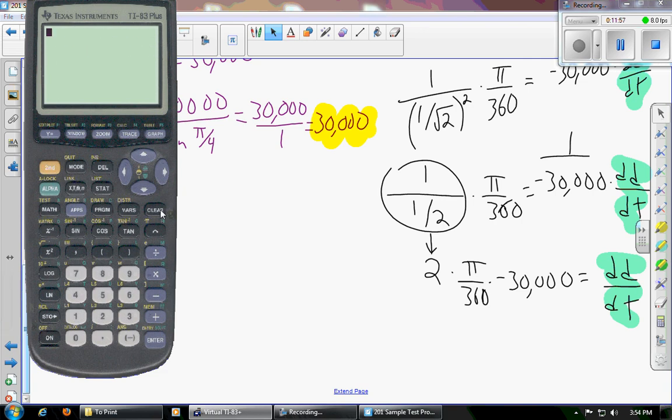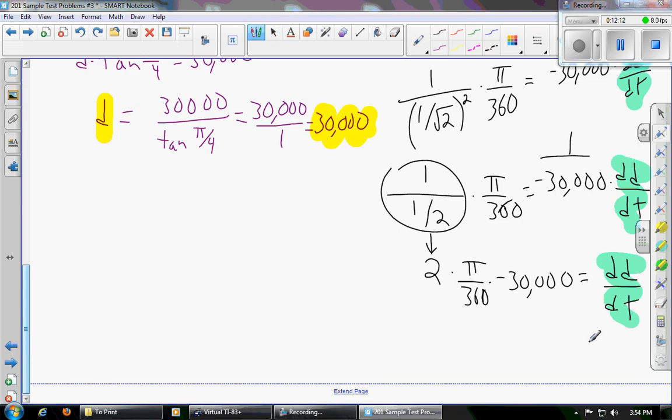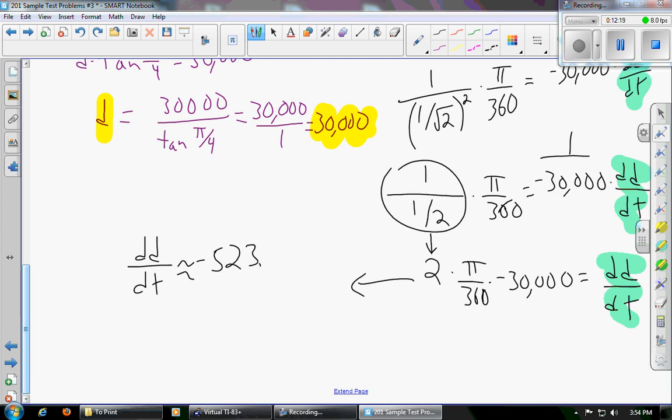Okay, so multiplying these things together, 2 pi divided by 360 times negative 30,000. Okay, so d dt is that number, negative 523.6. The negative maybe is a little bit scary, but we can handle that later. Let's get the units down here. So the units for my derivative are just going to be the units for d, distance, divided by units for t, time. The only distance in the problem was the 30,000 feet. So that must be our unit for distance. And then the time in this case was, we had degrees per second. So seconds is time. So negative 523.6 feet per second.